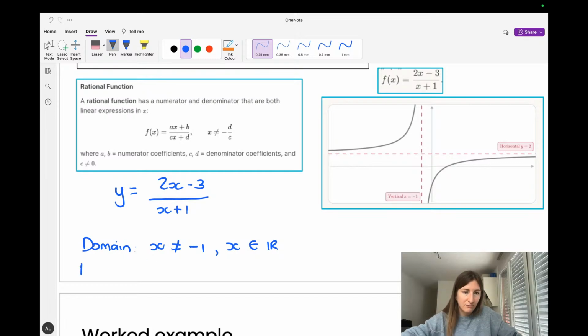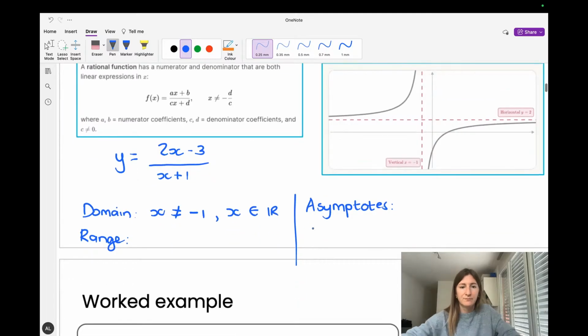Then for our range, we are having to look at, let's actually do the asymptotes at the same time. Asymptotes. So our vertical asymptote is whatever our domain is not. So x equals minus 1 is our vertical asymptote, but our domain is that x does not equal minus 1.